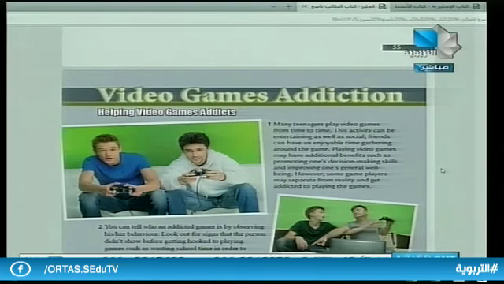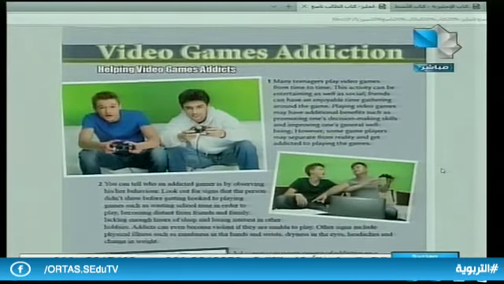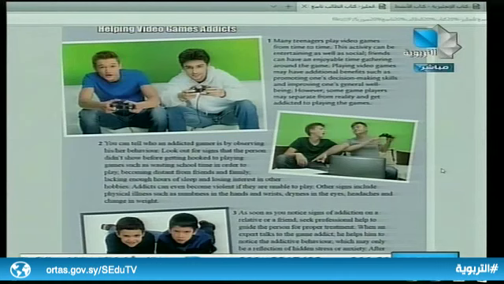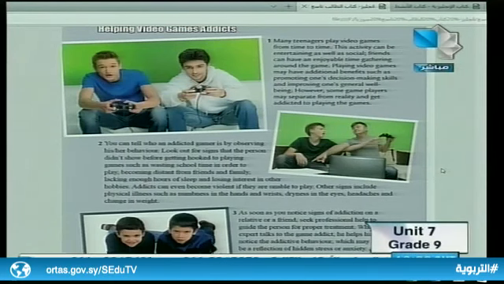So here now, if we look at the photos on this page, we have 3 photos. Ms. Nagam, what can you see here in the photo or in the photos? In the first photo, you can see 2 young men playing video games. And you can see how happy they are. They are playing together the same game. And they are having fun.